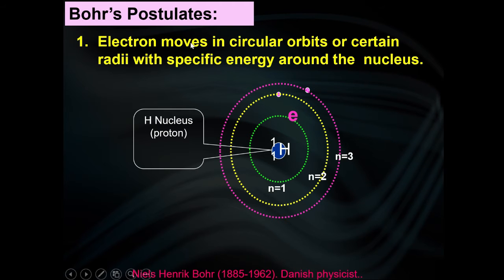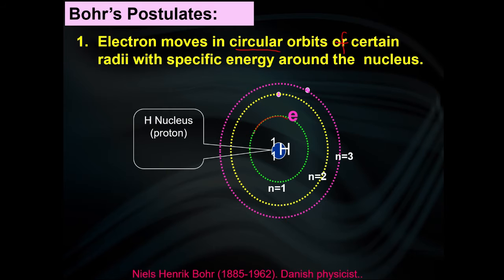Bohr said that an electron moves in a circular orbit of certain radii with specific energy around the nucleus. That means the electron is feeling attraction from the nucleus because the nucleus has a positive charge and the electron has a negative charge, so it will feel that attraction energy, right? So the electron moves in a circular orbit of certain radii with specific energy around the nucleus.